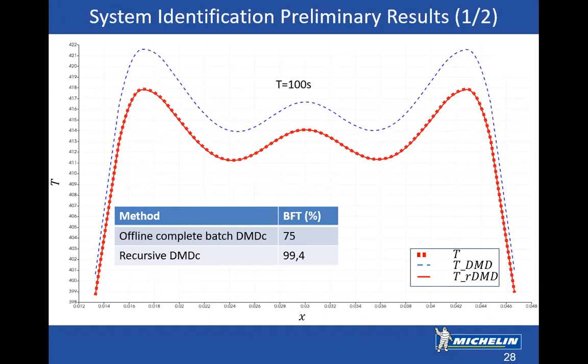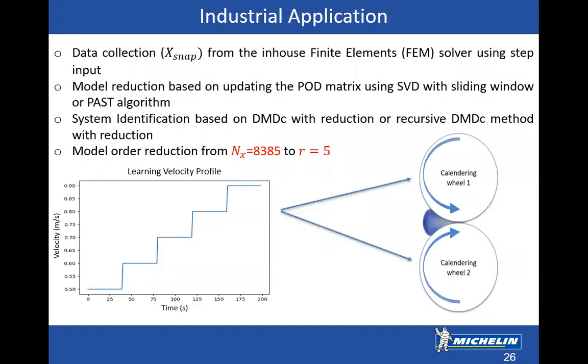So quantitatively, the best fit of the offline complete batch DMDC is 75%. Some may say, okay, but compared to the recursive DMDC best fit, which is 99.4, it's not okay. So we're getting the same results, but using 5 states instead of 8,385 states. And this one is at time 100. So if we go back to time 100, it's in the middle of the step. So we have all this in order to reach somehow the steady state.